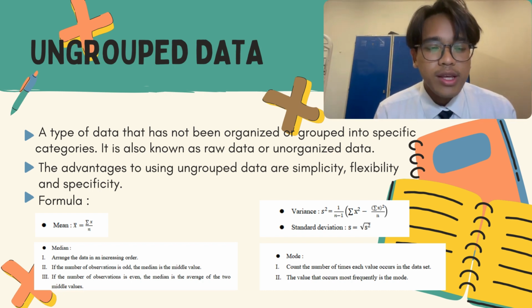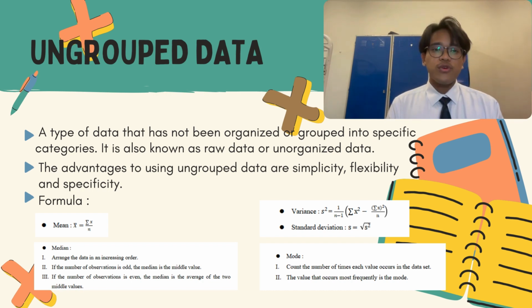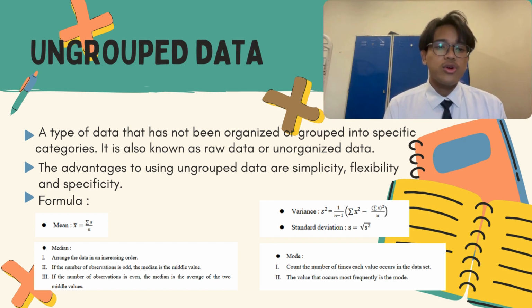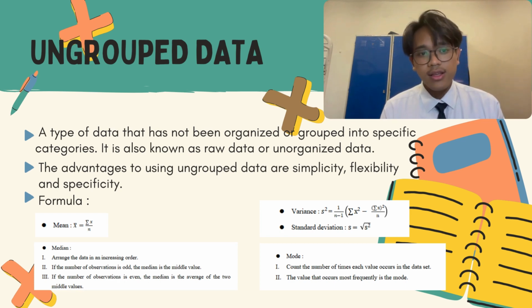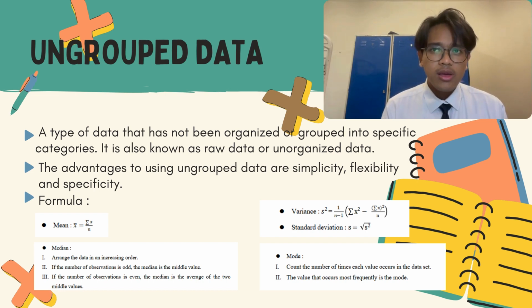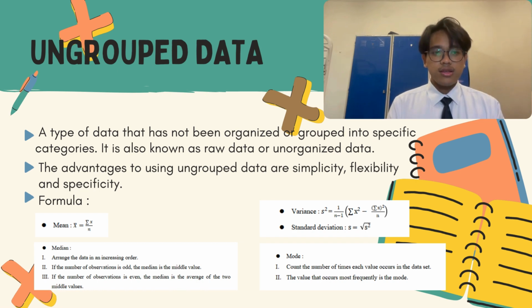Today I will be explaining the introduction for ungrouped data. A type of data that has not been organized or grouped into specific categories. That's what we call ungrouped data. It is also known as raw data or unorganized data. It's basically data we have collected and we haven't done anything with yet. So that's why it's ungrouped data.